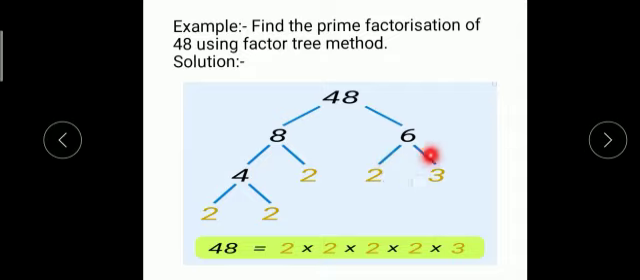Here if you see, 2 and 3 both are prime numbers, so this is done here. And next, here 4 is a composite number but 2 is a prime number, so we will not move it further. 4 we can factorize further like 2 multiply 2. Hence the prime factors of 48 are 2 multiply 2 multiply 2 multiply 2 multiply 3.